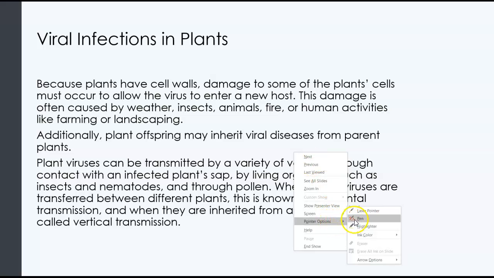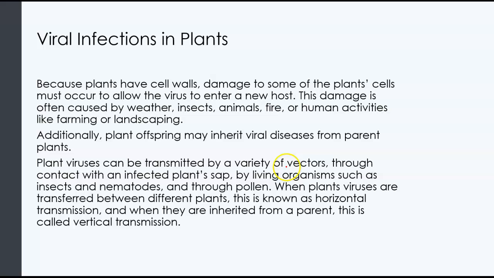Okay. I'm not sure if I've told you exactly what a vector is, but it's just anything that carries the virus. So through contact with an infected plant's sap. There's a plant that's infected and it's releasing sap, kind of like in humans, maybe pus, or blood, body fluids. So the vector is the sap, okay? Vector is just the mode of transmission. It's just the thing that transmits the virus to another plant.